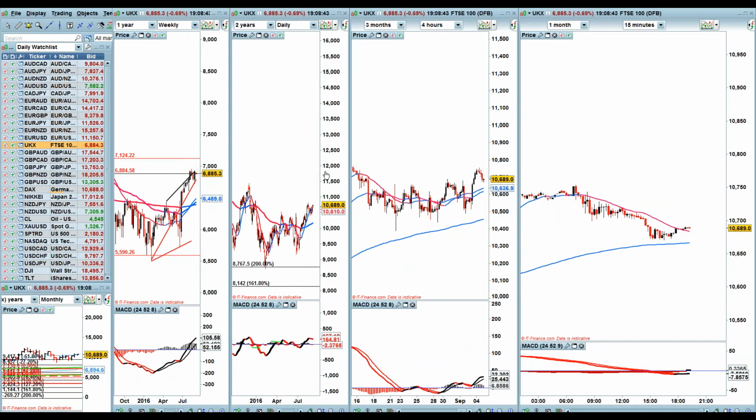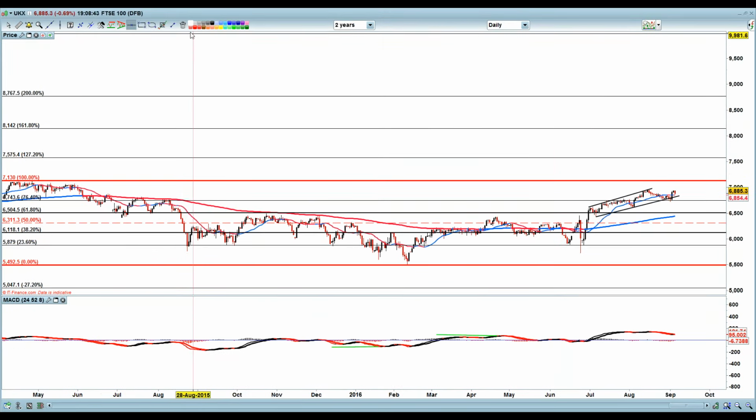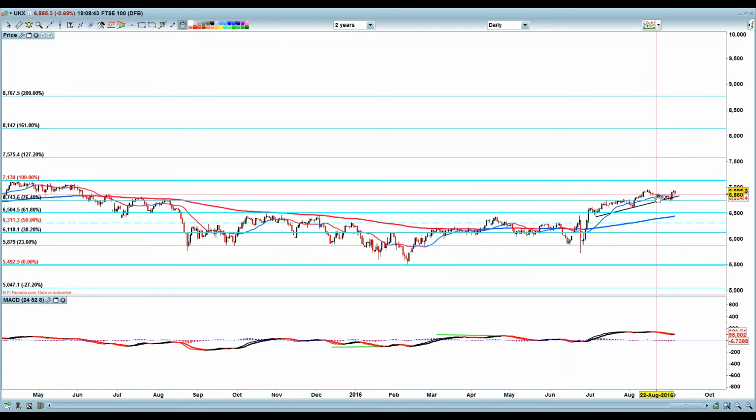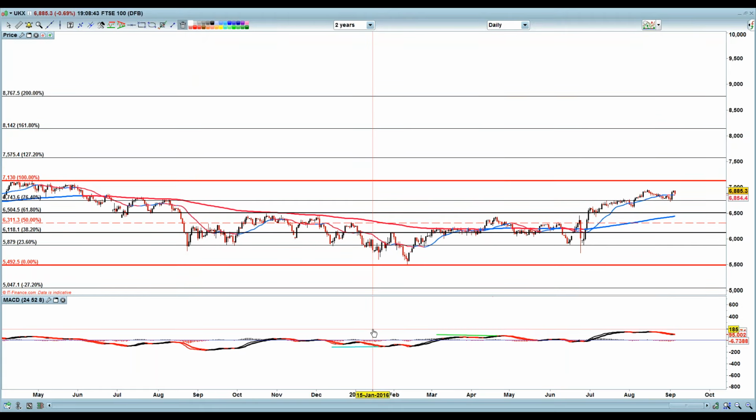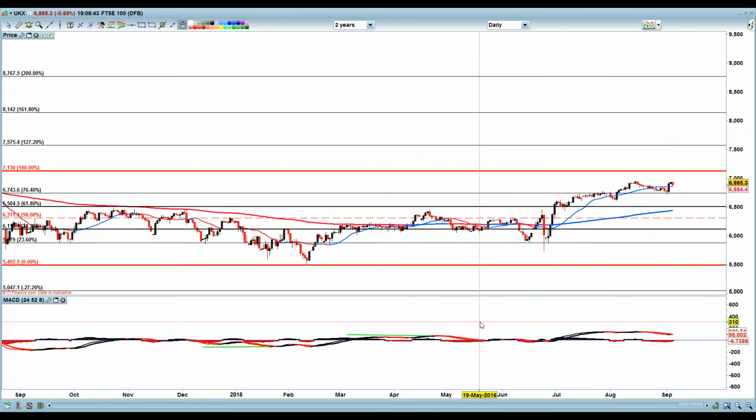FTSE. Big move on Friday again. We've come down to test and we've held the 20 EMA. I want to see a little dip into 868 if this is going to hold. And again, close under 6750 and that's potentially toast.